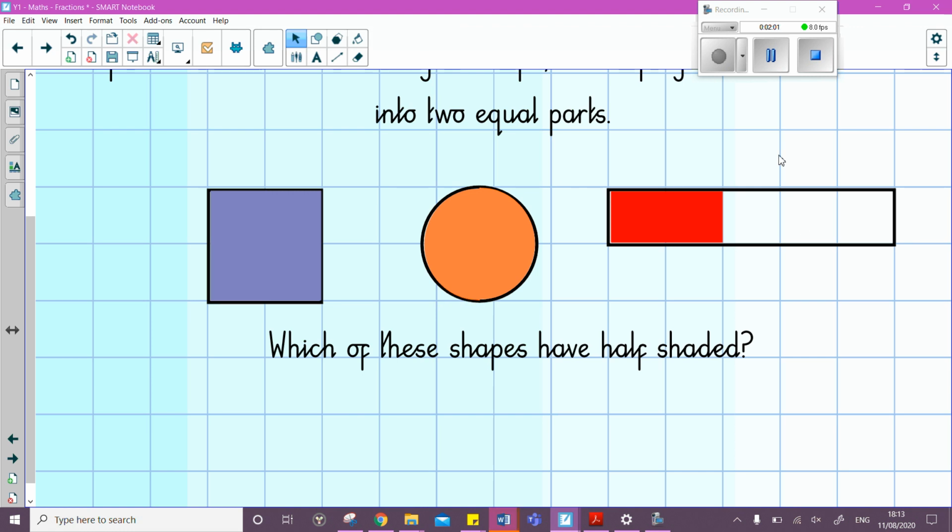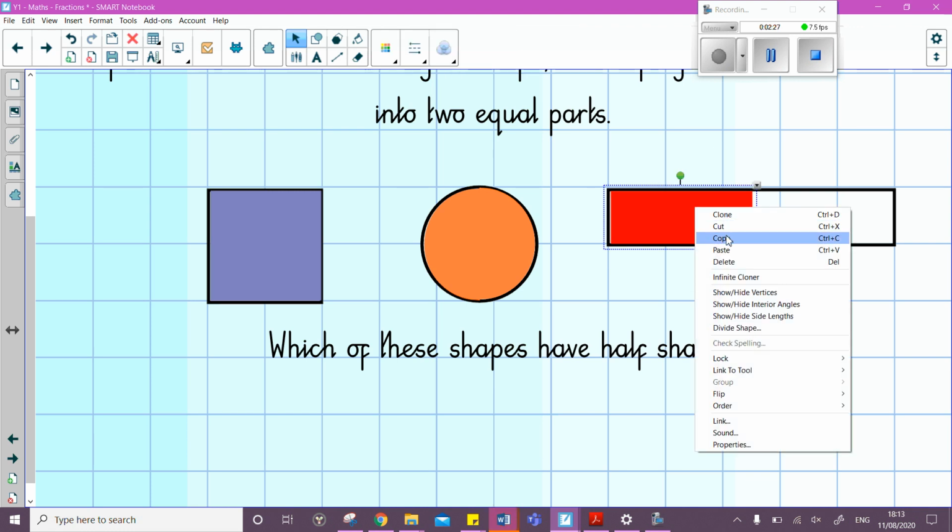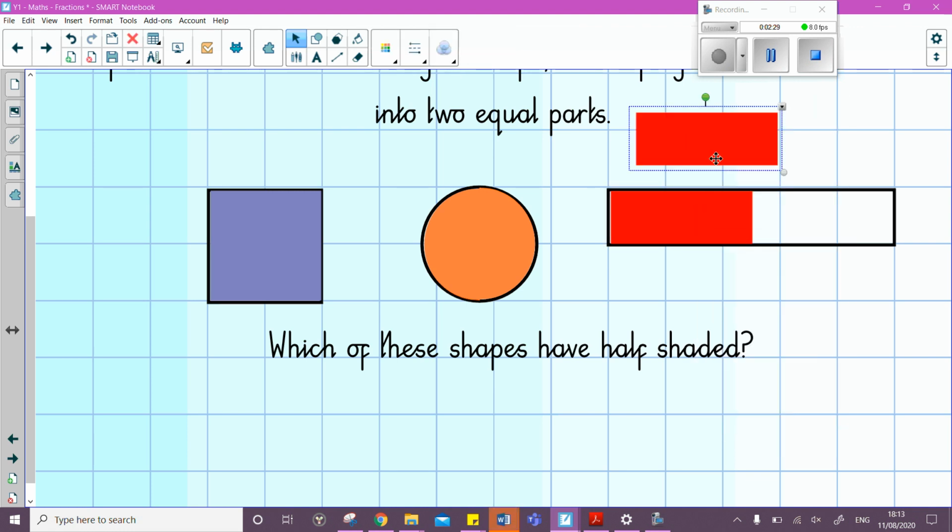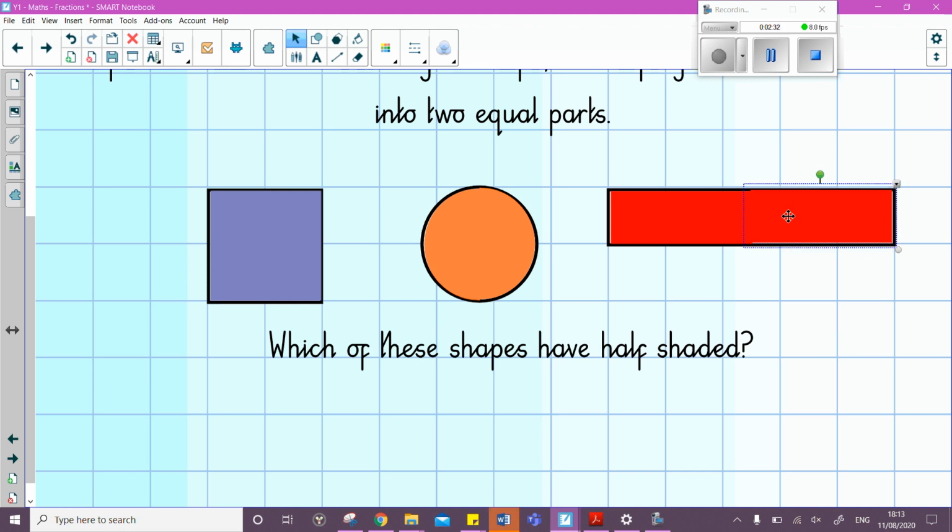Okay? This rectangle here, though, you should have identified that it does not have half shaded. And we know that because inside of this rectangle there is 1, 2, 3, 4, 5 squares. And if I had halved this shape exactly, then my line would have been here, because I would then have two halves that when added together would make a whole. There's my two halves making my whole rectangle.